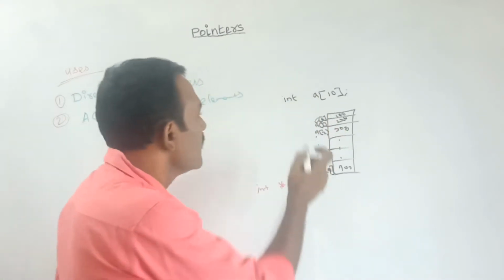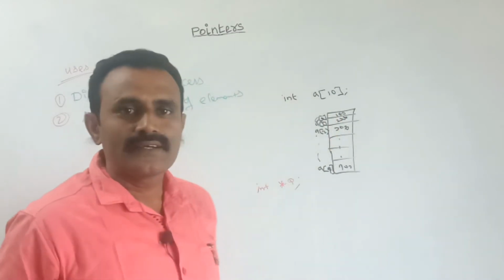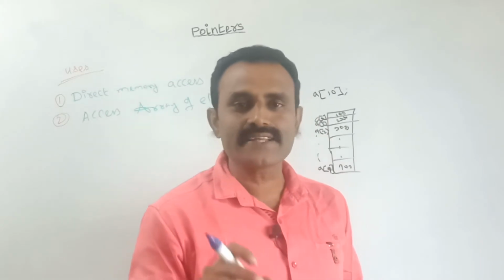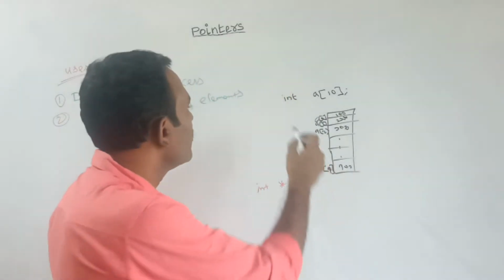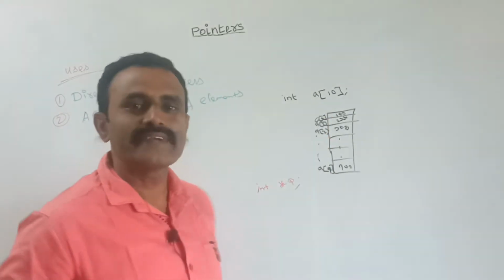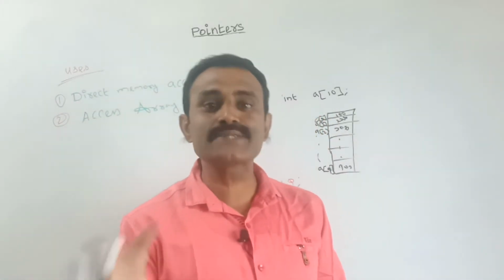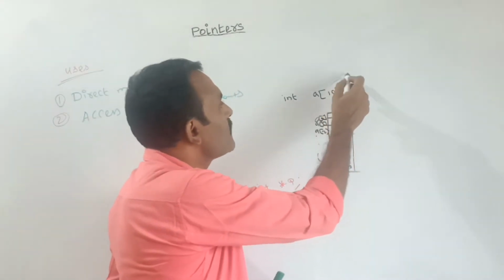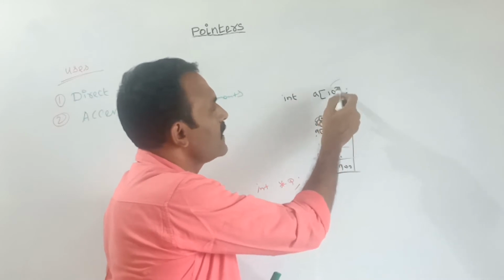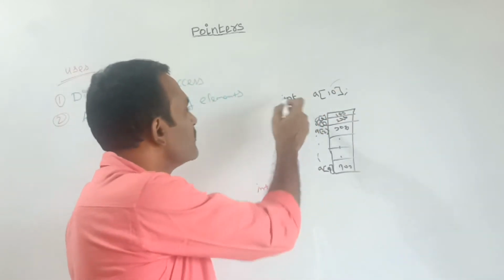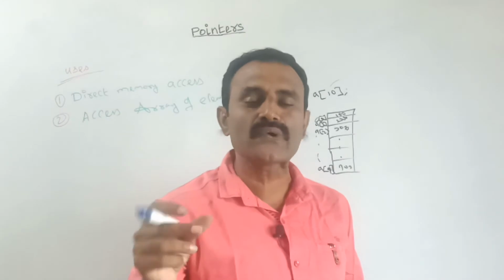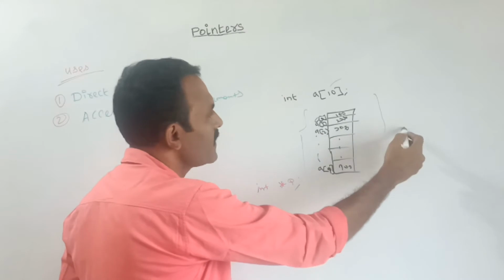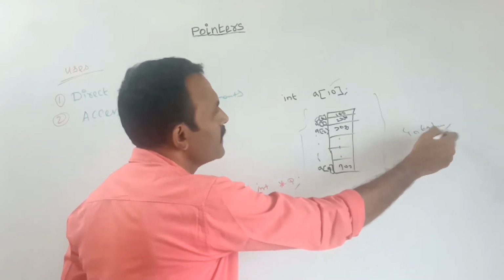I have declared a of 10. What is the integer data type? The default size of an integer is 4 bytes. So when I declare integer a of 10, how much memory space will it occupy in total? It will occupy the subscript value times the default size. The subscript value is 10, and 10 into 4 bytes is 40 bytes allocated in memory. Totally 40 bytes were allocated for a.